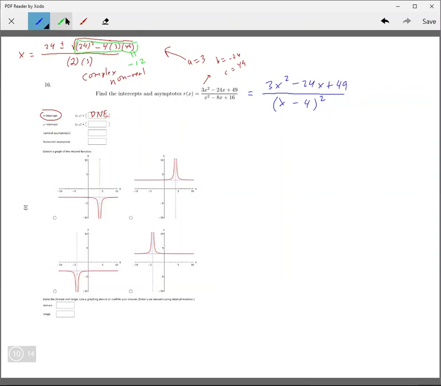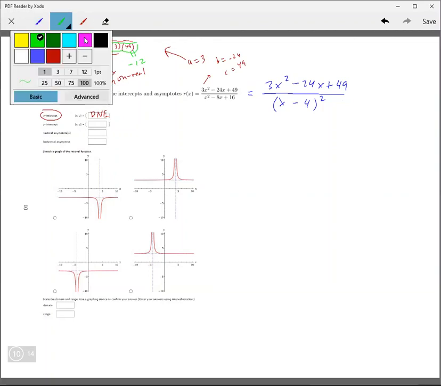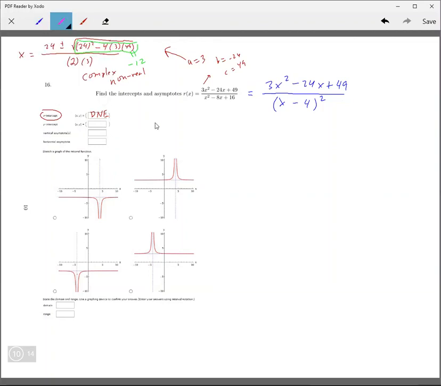Now, y-intercept. For the y-intercept, what you want to do is calculate R of 0. So 0 everything out, and you have 49 over 16. So that's going to be your y-intercept. Your x-coordinate will be 0, and then a comma, your y-coordinate 49 over 16. So that goes there.